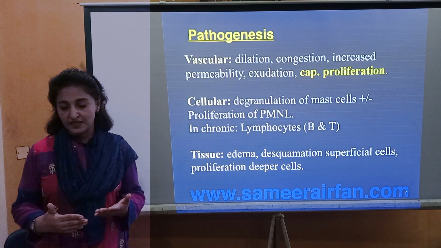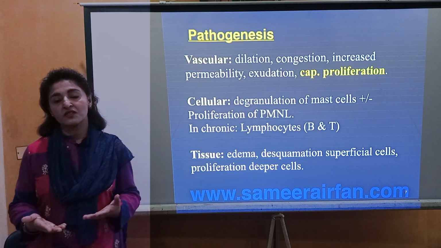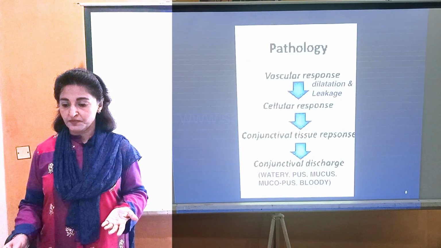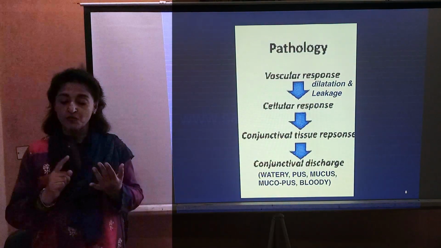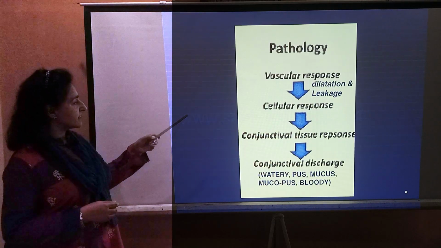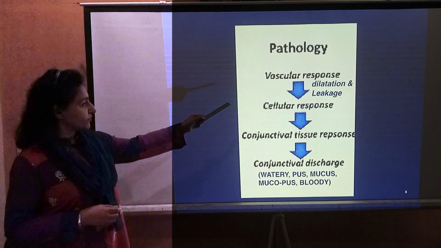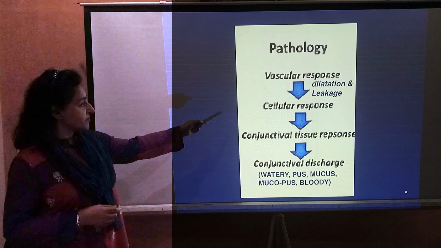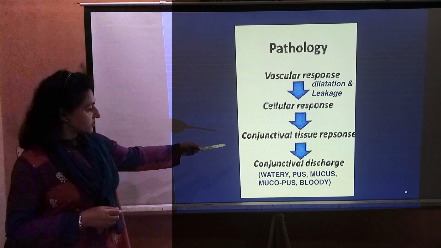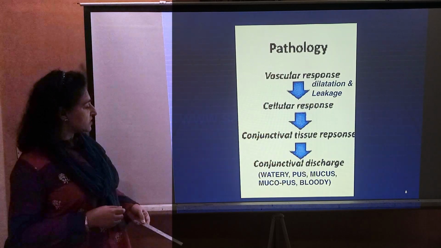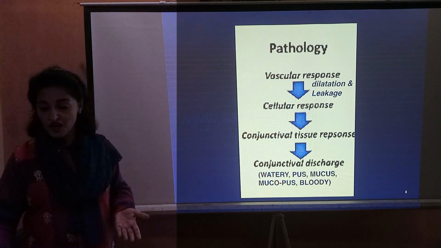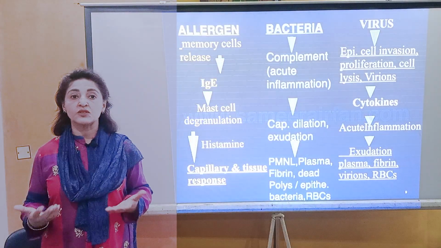Then the deeper tissue of the conjunctiva undergoes edema as well as discoloration of superficial epithelial cells, and you will see debris in the tear film. So the pathogenesis is, number one, the vascular response, which is by the histamine, and there is dilatation and leakage of serum as well as cells depending upon the bug, what it is. And then there is the conjunctival tissue response, and then that conjunctival discharge, which could be watery, pus, mucus or bloody. And looking at the discharge, you will be able to diagnose what is the exact cause.